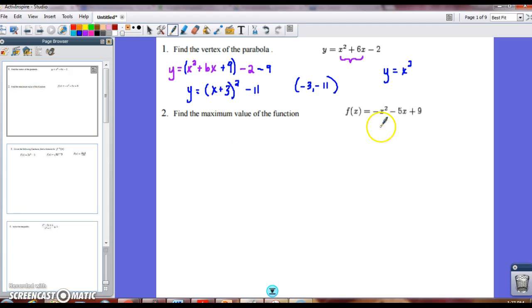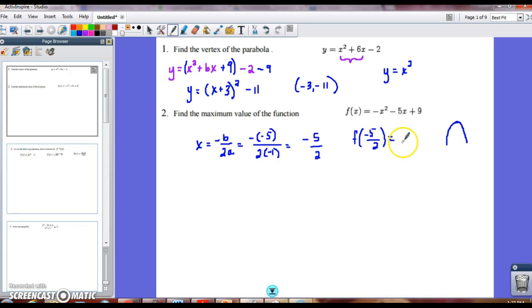Okay. When we're finding the maximum value, remember this is a parabola that opens down. We need to find the maximum, so we have to do -b over 2a first. So x equals -b over 2a. That would give you -5 over 2 times -1, so that would give you -5/2. And then you're just going to plug it back in to get what f of -5/2 is. And I'm not going to do that here on the video, but that does come out to be 15.25.